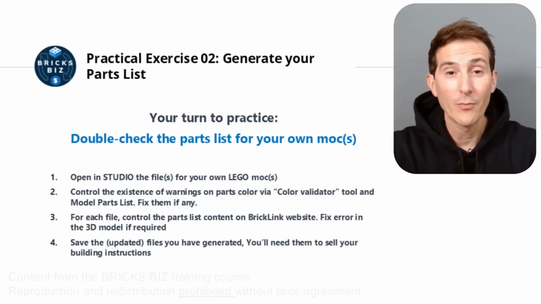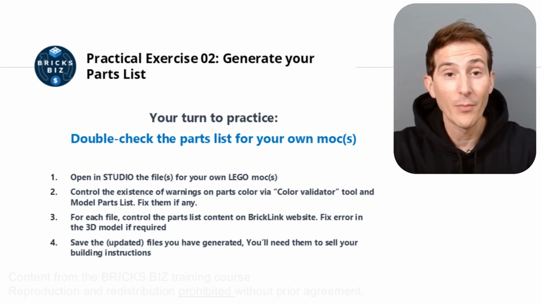Now let's move on to the second practical exercise of the lesson. We will check the exported parts lists for your MOCs to ensure they are correct. Open your 3D models and, for each one, verify proper part colors using the Color Validator tool. Replace incorrect colors with valid ones if needed.